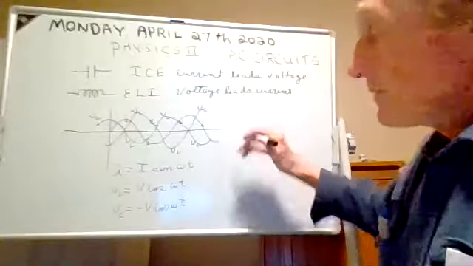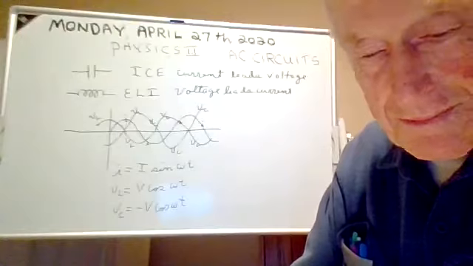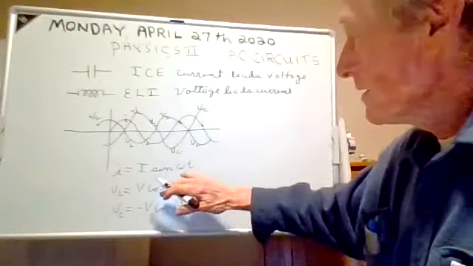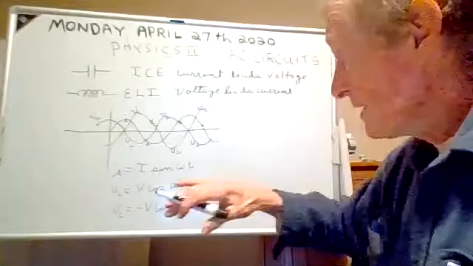Mr. Griffin? Yes. What is after sine and cosine? I can't read what that is. It's an omega t. Okay, thank you.